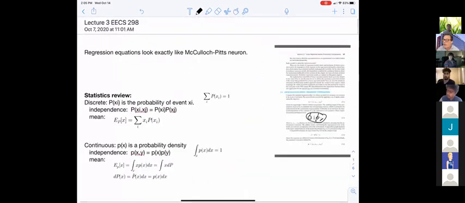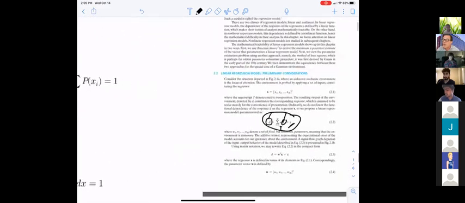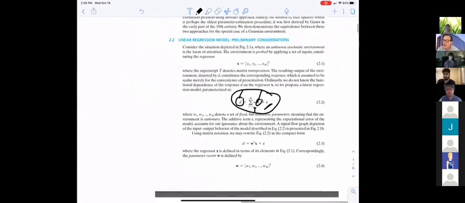So because the McCulloch-Pitts neuron, or the standard linear neuron, looks exactly like regression equations, you can imagine there are going to be many aspects of this where the results will be shared. And of course, this chapter spends a long time looking at many of those issues.